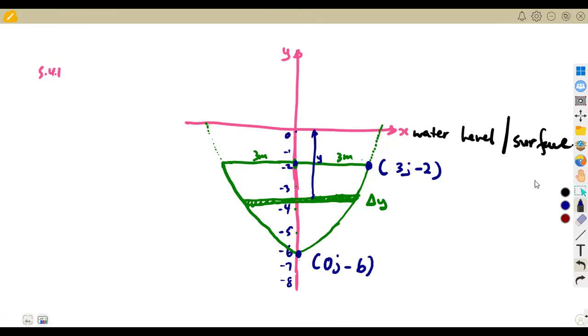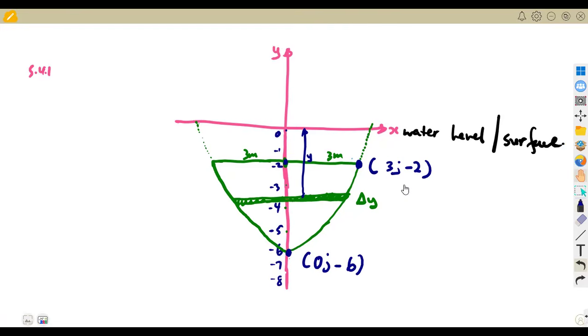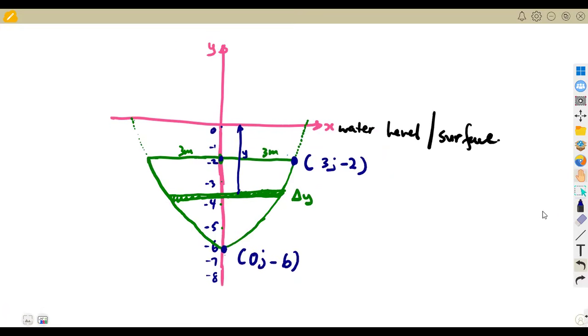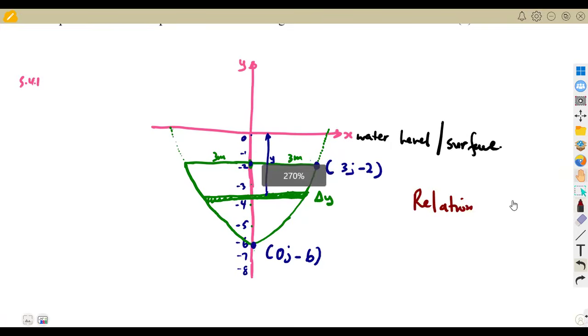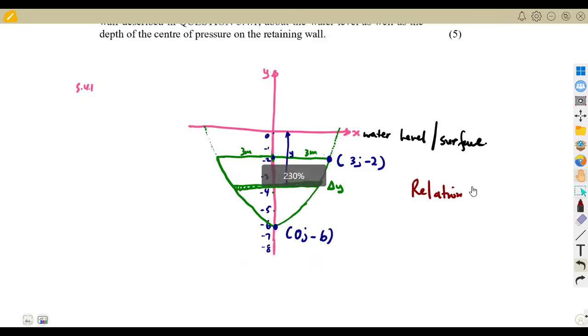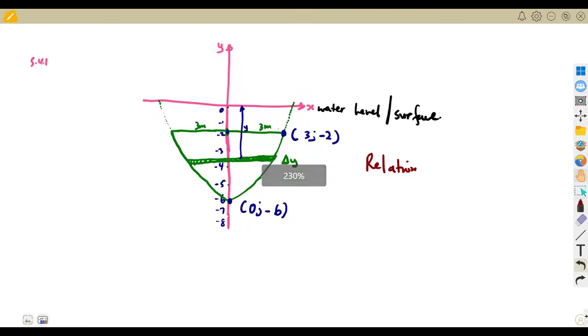And also, on your relationship, I explained that the relation that you are going to obtain must be found for x in terms of y. Let me put it this way: this relation must be for x in terms of y. Why so? Why are we supposed to make x the subject?